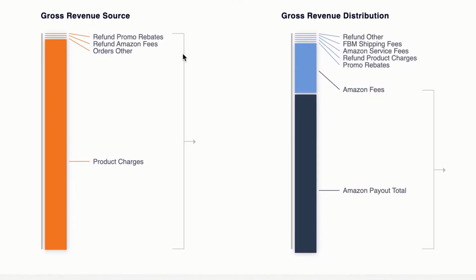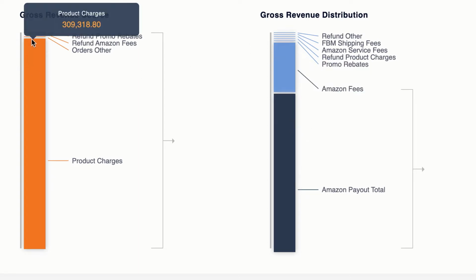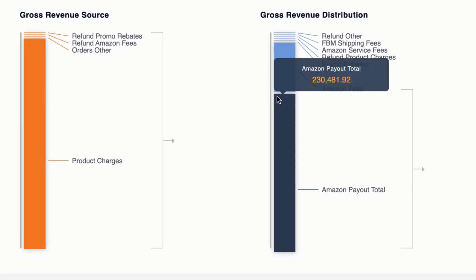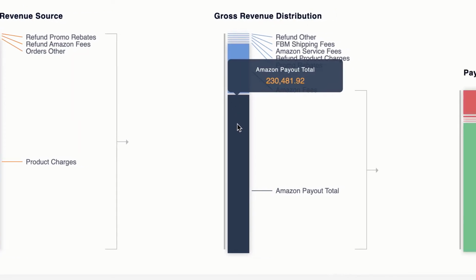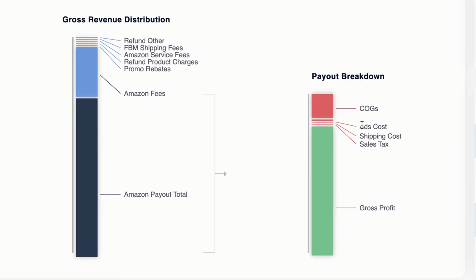And then from all of this, you can now see here's all your different fees. So you have, of course, Amazon fees, promo rebates, refund charges, Amazon service fees, FBM shipping fees, etc. And then, of course, your Amazon payout after all of that. So you can see this orange bar here, and then we go down to this blue one here, right? So this is now what you're actually getting paid out. And then from this, your cost of goods comes out of that, any advertising costs that you had or shipping costs, sales tax, etc. And then at the end here, you see your gross profit in green.